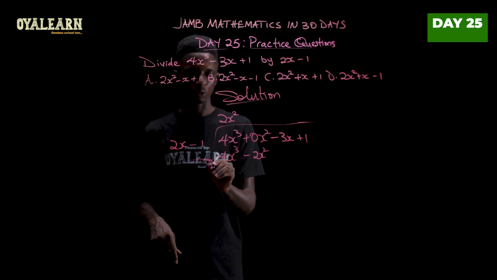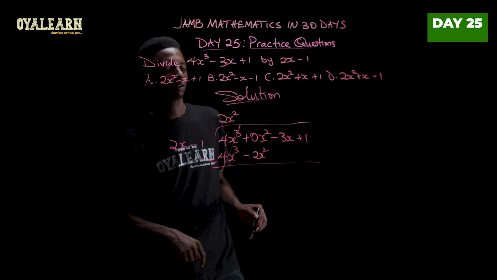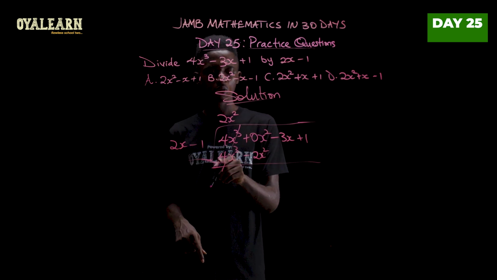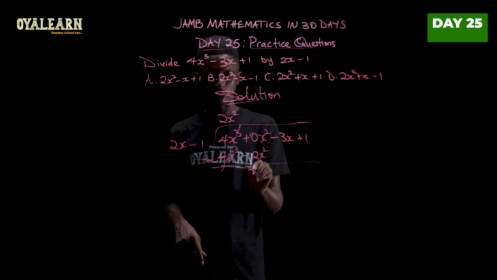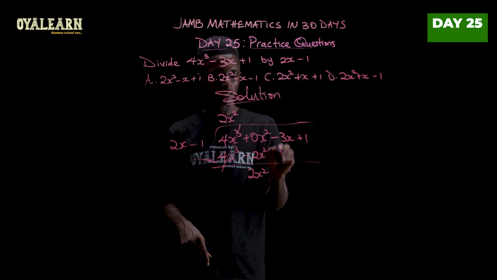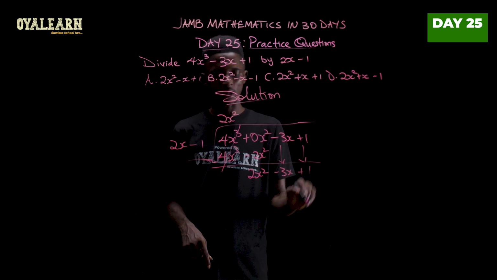Now at this point we subtract. When we subtract here, this will give you 0. Now this will be 0x squared minus 2x squared. That will give you plus, so plus 2x squared. Now we'll bring this down, so minus 3x plus 1.